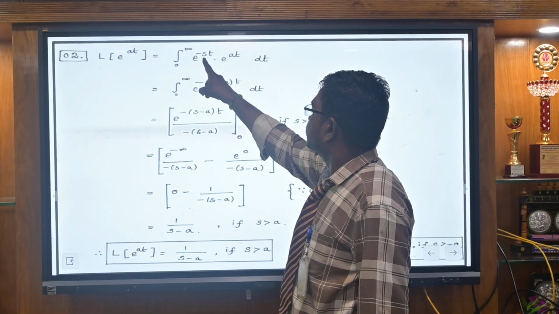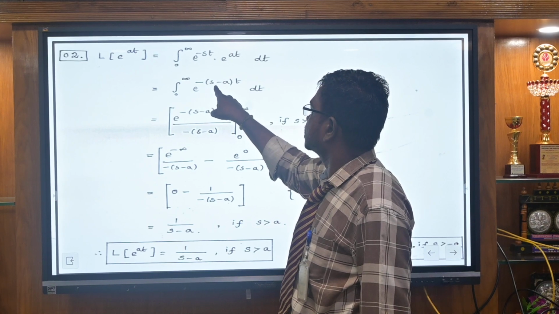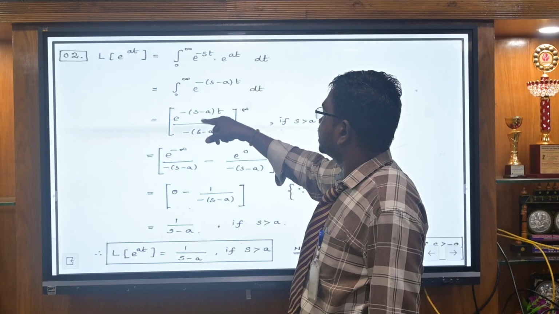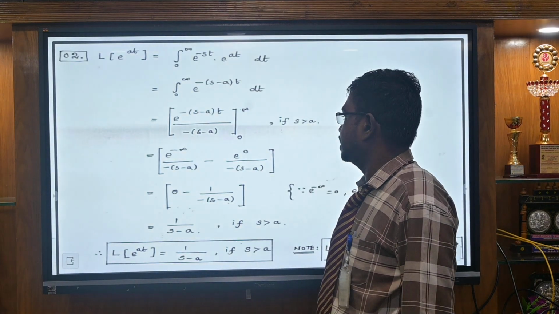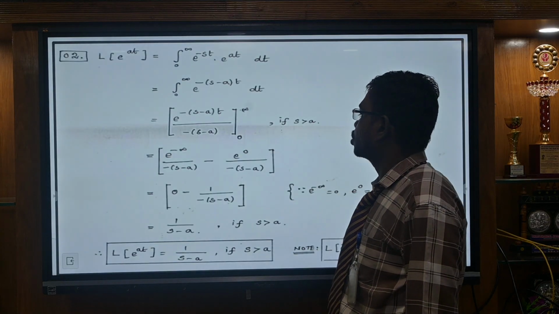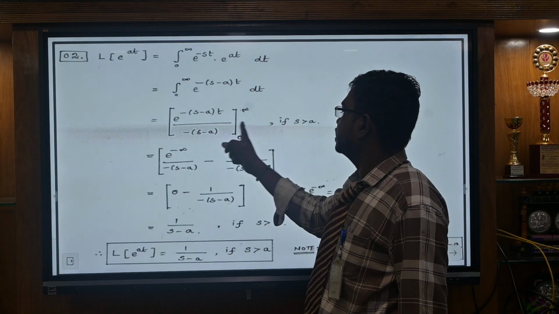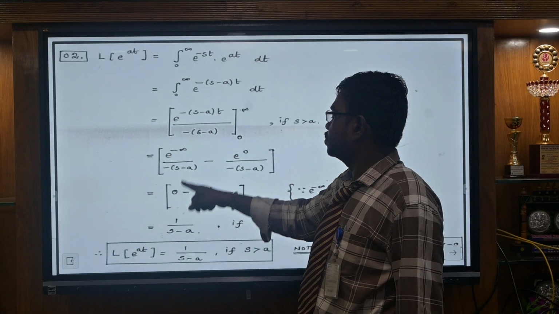So e power taken common as t minus, because of the formula of procedure. So e power minus (s minus a)t dt. So you can integrate e power minus (s minus a)t by minus of (s minus a). We can use the limit 0 comma infinity. Upper limit variable t is infinity, lower limit 0: e power minus infinity is 0, therefore 0.